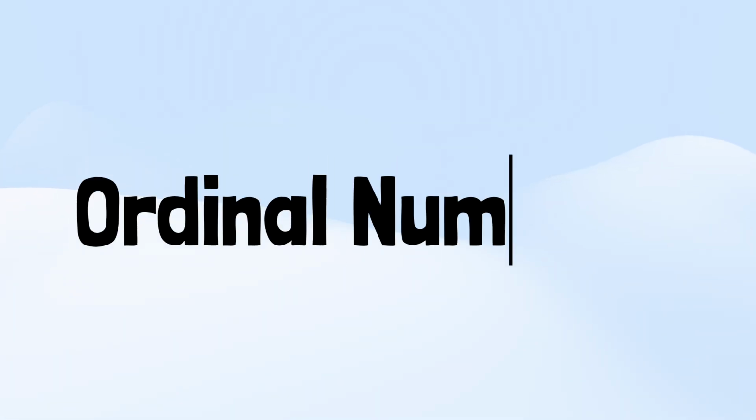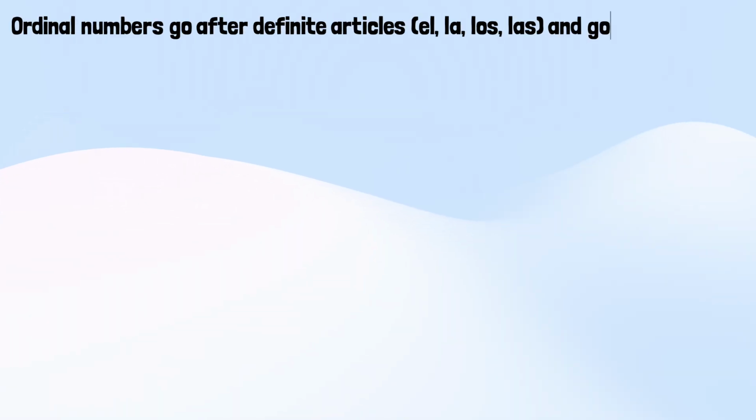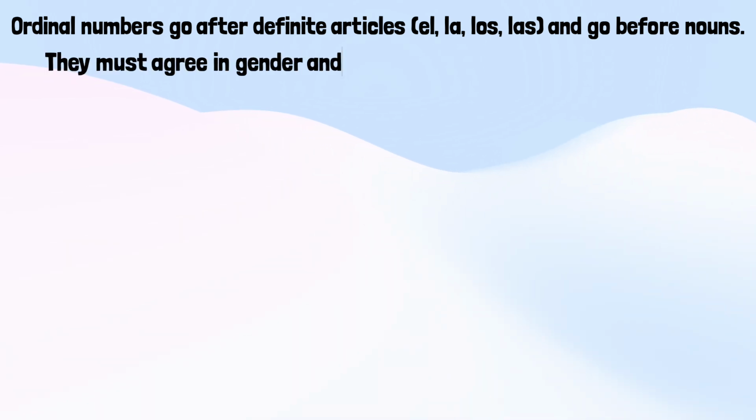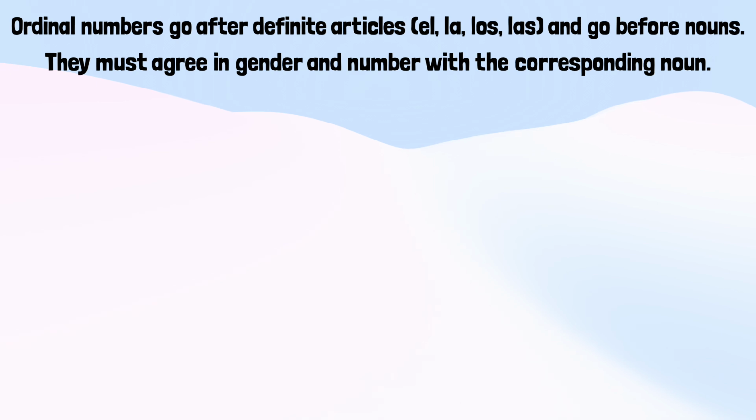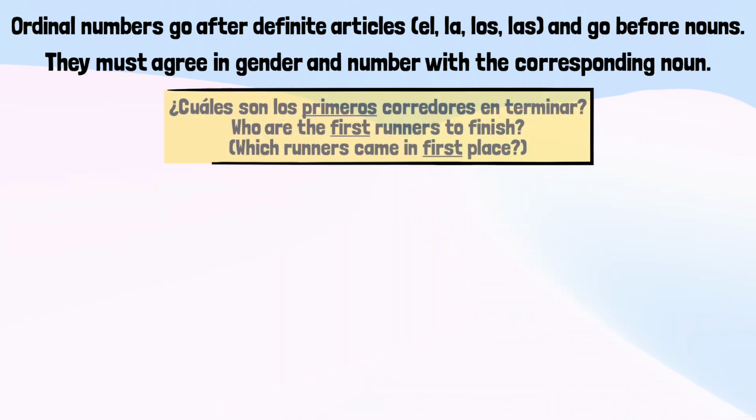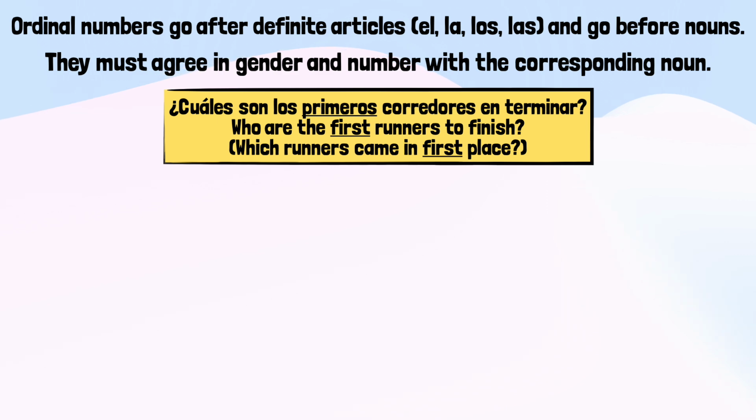Now let's talk about ordinal numbers. So ordinal numbers go after the definite articles el, la, los, and las, and they go before the nouns. They must agree in gender and number with the corresponding noun. For example, ¿Cuáles son los primeros corredores en terminar? Who are the first runners to finish, or which runners came in first place?